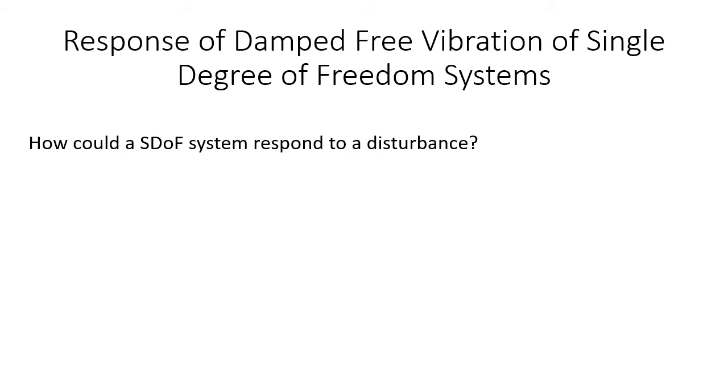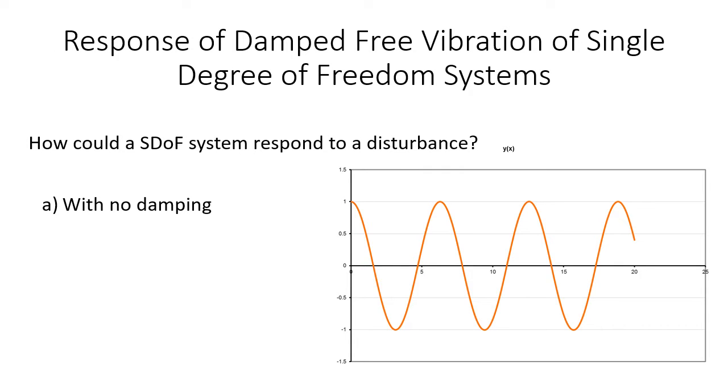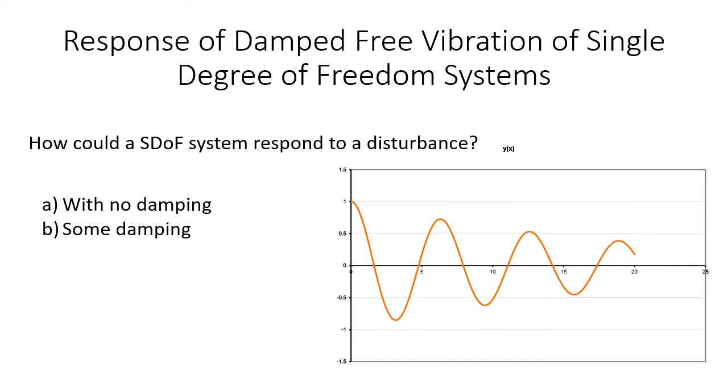Let's see how our system could respond if we give it some kind of disturbance. If we look at a system with no damping, then like we've seen in previous weeks, we will get simple harmonic motion. But if we introduce a little bit of damping, then as we would expect, we'll reduce the amplitude with successive oscillations until the system settles at the neutral position.